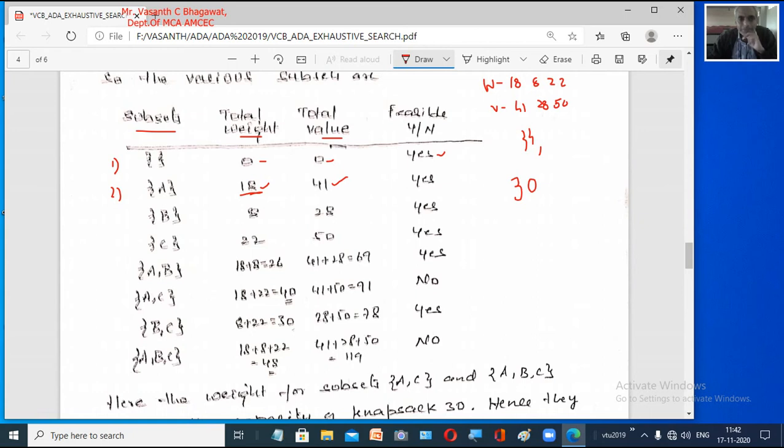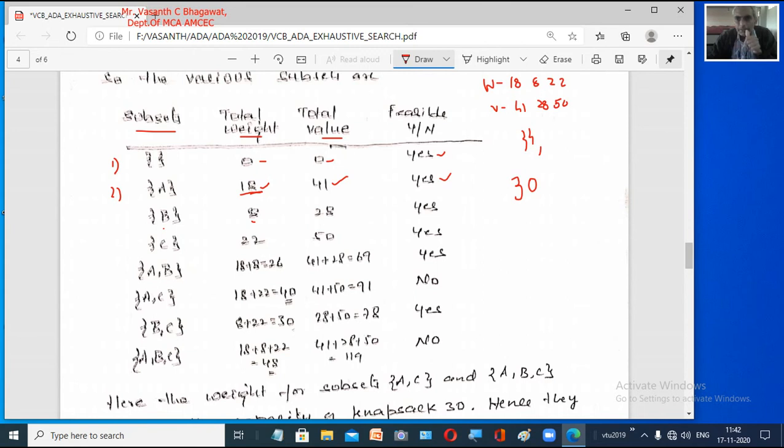Next you take the next subset. B is a subset. When you take the second item B, what is the total weight? The total weight for the second item is 8, so we write 8 here. And the value for the second item is 28. Now you check whether it is feasible or not. This is also feasible because the total weight is 8, which is less than 30, so you can select that item also. The profit you get is 28.